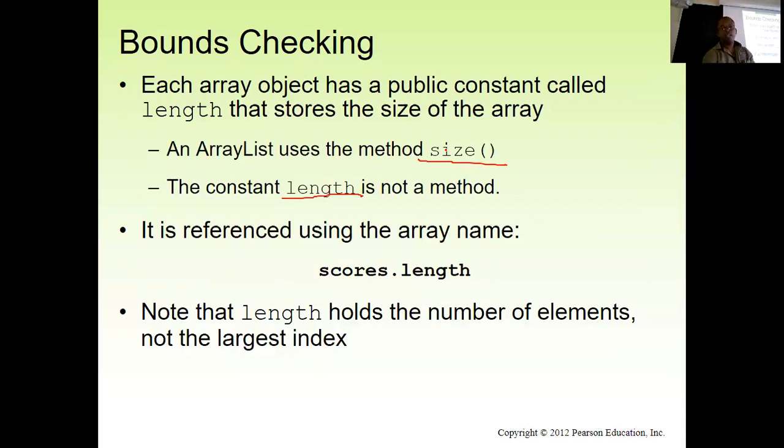Notice something, and we make a note here. Length holds the number of elements, not the largest index. So that still will give you a problem, because if the array can hold 100 things and 100 things are in the array, then length is going to give you 100. But 100 is not a valid index. Still, the constant length is a good way of not having to go and check how many positions in the array are used.